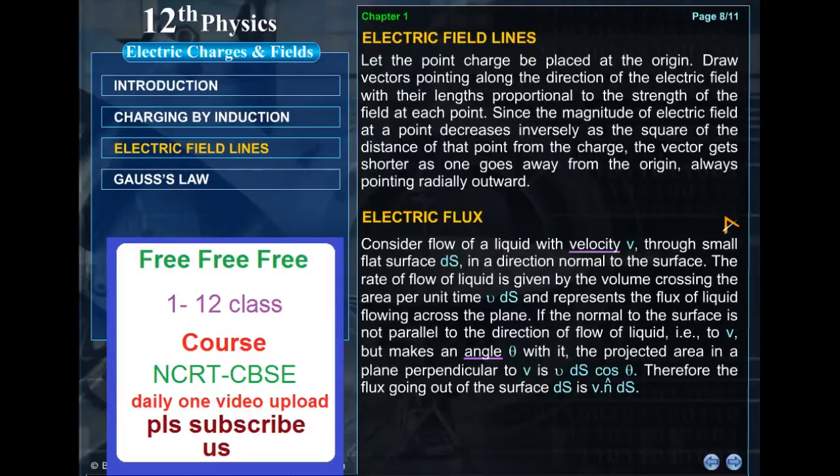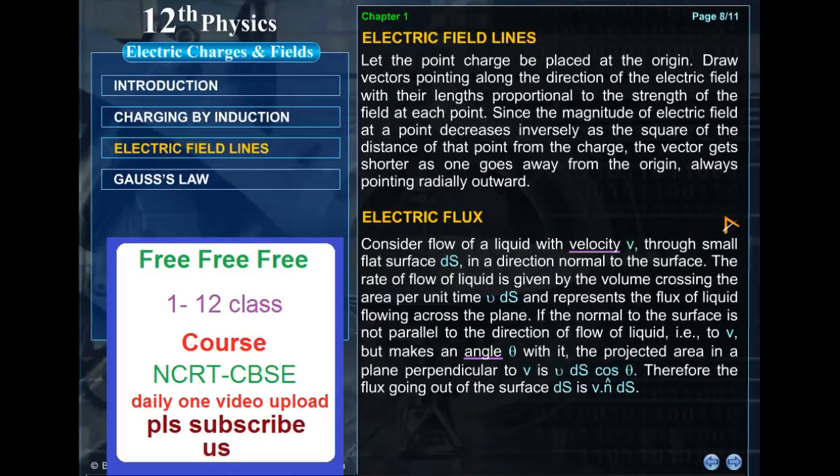Consider flow of a liquid with velocity v through a small flat surface dS in a direction normal to the surface. The rate of flow of liquid is given by the volume crossing the area per unit time, v dS, and represents the flux of liquid flowing across the plane.